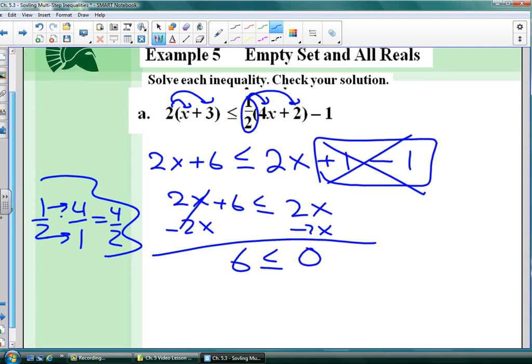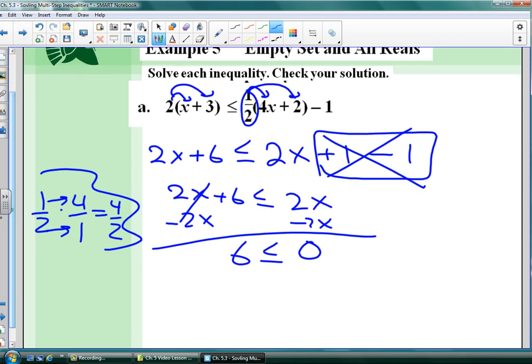Now, when looking at this problem, 6 is less than or equal to 0. This is clearly not true. 6 is never equal to 0. 6 is never less than 0. And so this is clearly always a false answer. Okay? Because we don't have any more variables, we haven't solved to get an actual answer where we see x is equal to or x is less than or x is greater than an actual number.